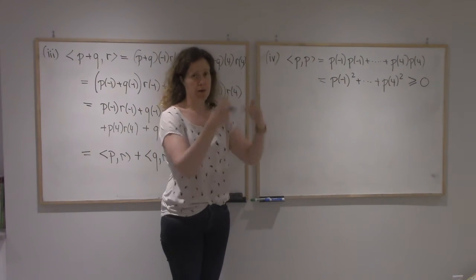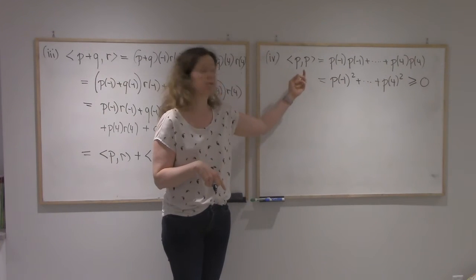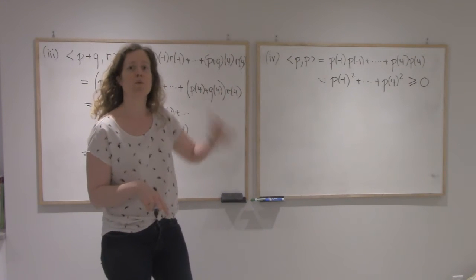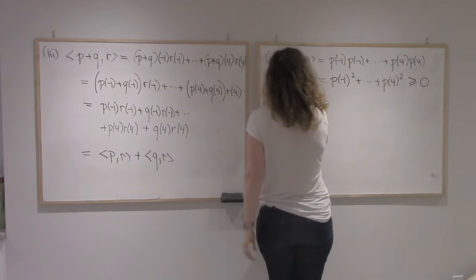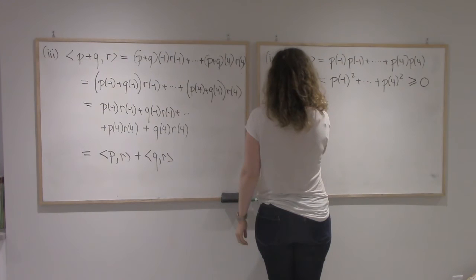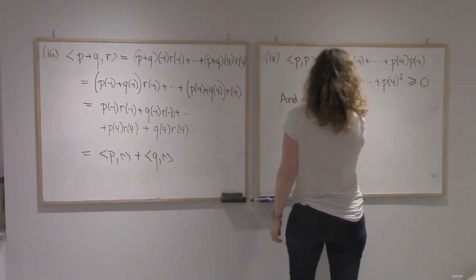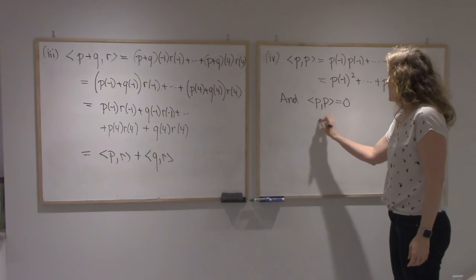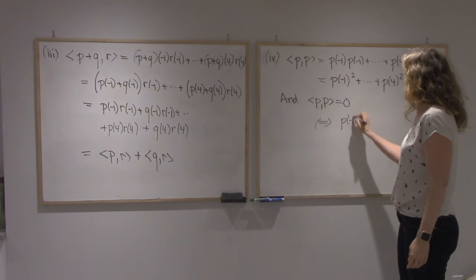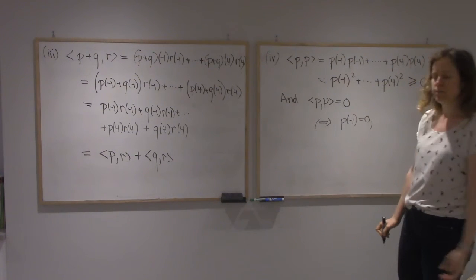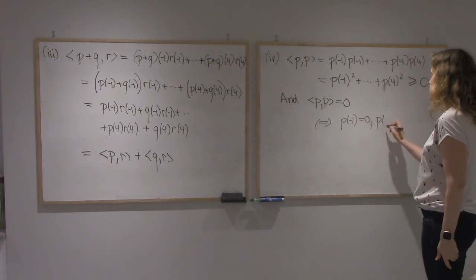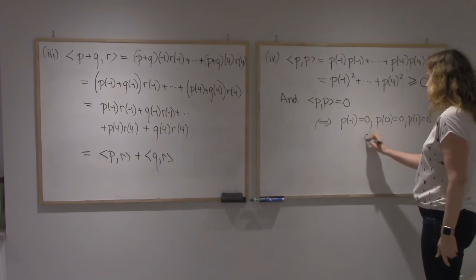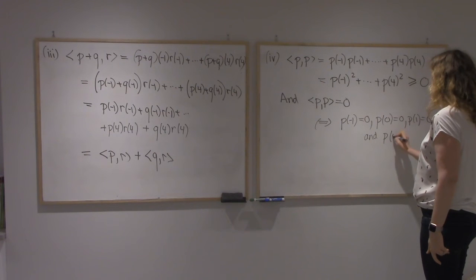That's important because when I'm starting to talk about the norm, I want to be able to take the square root of these. Now the second part of property 4 tells me when this is 0. So I want to look at when the inner product of P with itself is 0, and it's going to be 0 exactly when P of minus 1 is 0, P of 0 is 0, P of 1 is 0, and P of 4 is 0.